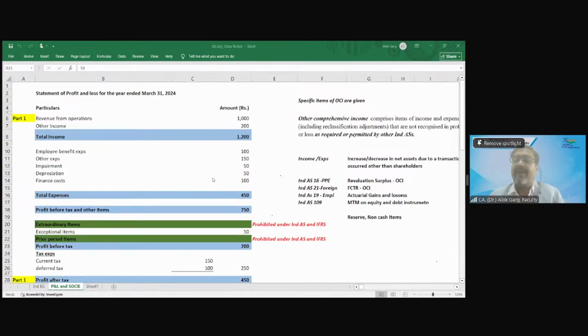Huge losses due to COVID. Where will you show those impairment and losses due to COVID? Exceptional item, right? So students used to ask me, sir, now that the extraordinary item is gone, where will we show our loss due to an earthquake? So the answer is, if it is material, then you have to show it as an exceptional item. If it is not material, just club it with other expenses. Okay? Is that clear?